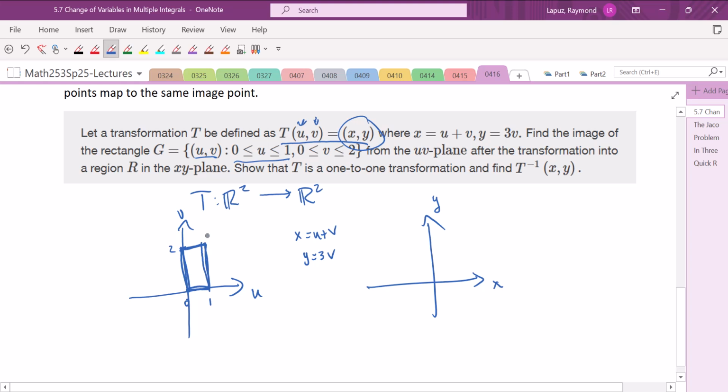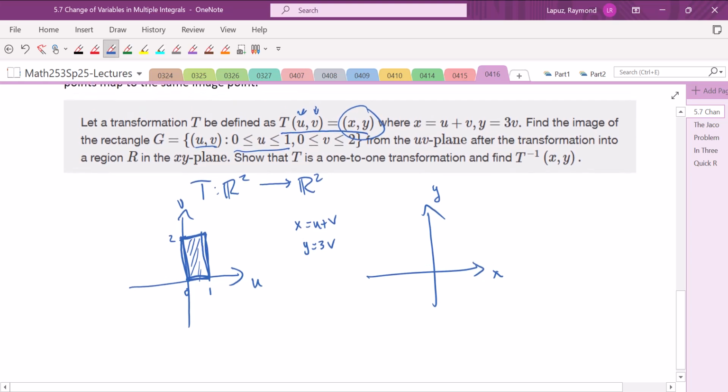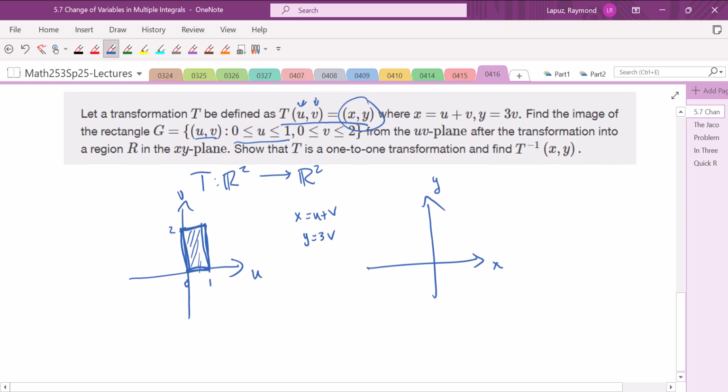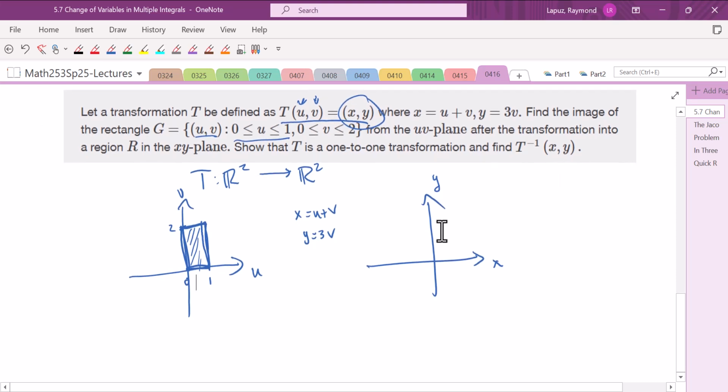And just to let you know, in most cases, for us, we're going to be considering these functions that are generally linear functions. So in this case, they want us to say from the UV plane after the transformation into the XY plane, and then show that T is 1 to 1. Let's skip over that.